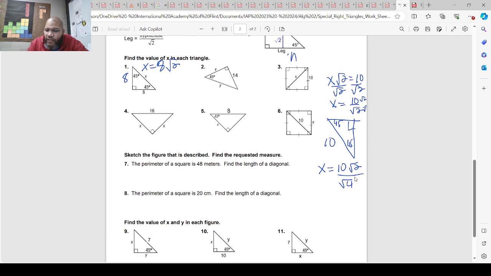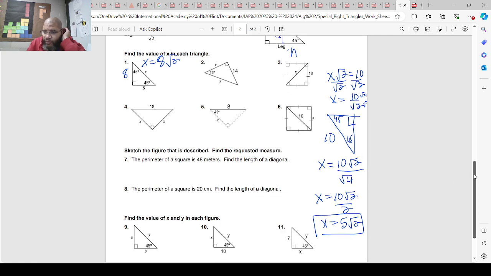Well, when I look at it again, I know what the square root of 4 is. The square root of 4 is 2. So now I've got x equals 10 times the square root of 2 over 2, because the square root of 4 is 2. But then I've got 10 on the top and 2 on the bottom. Both of those are outside the radical, so I can have those interact because a fraction is just a division problem. 10 divided by 2. So that's x equals 5 times the square root of 2. That's my answer for x.